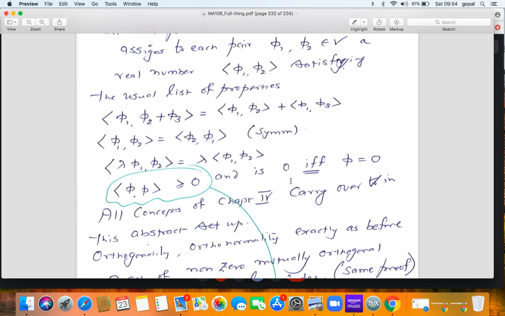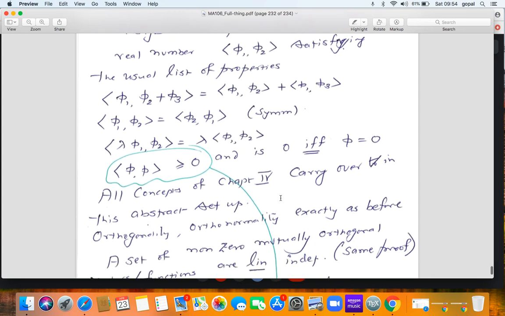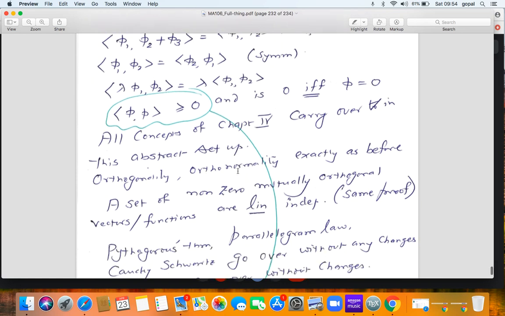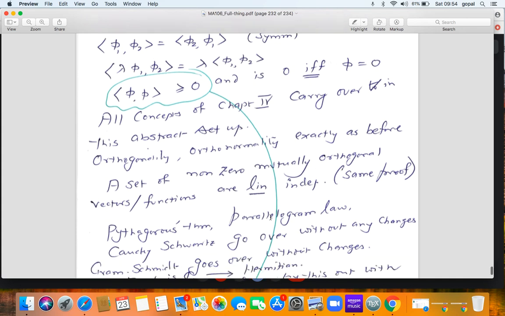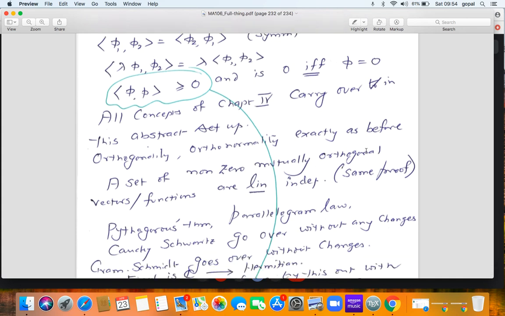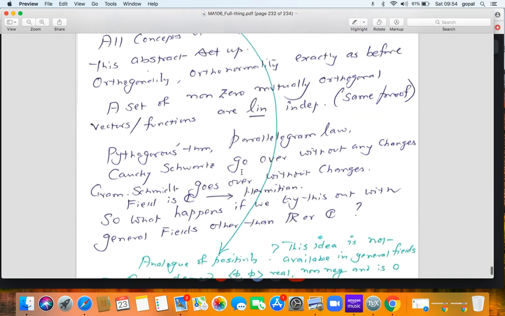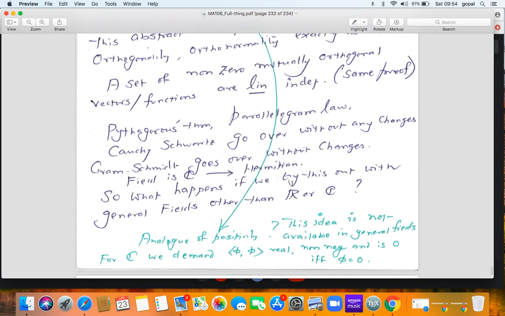But all concepts of chapter 4 carry over in this abstract setting. Orthogonality, orthonormality, unit vectors exactly go through. A set of non-zero vectors which are mutually orthogonal are linearly independent. The same proof goes through. Pythagoras' theorem goes through. The parallelogram law goes through. Cauchy-Schwarz inequality goes through, and the proof goes through without any changes. Gram-Schmidt process goes through without any changes. Of course, if the field is a complex field, then it's going to be a Hermitian product, not an inner product.